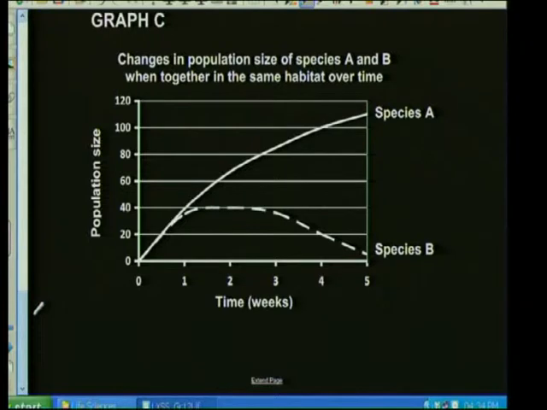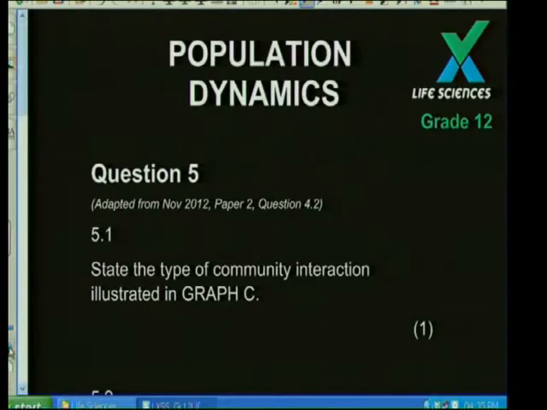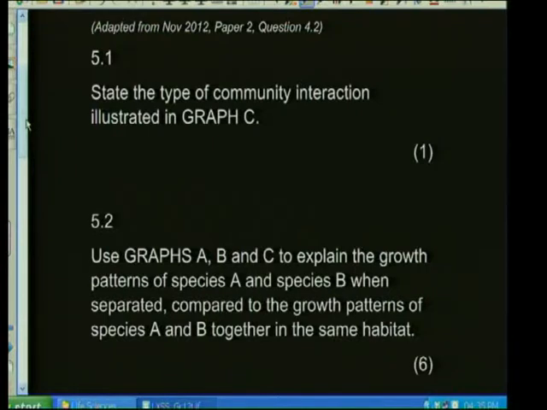Now we're going to look at graph C. Wow, all of a sudden you see a different change. Species A continues to grow, and species B, what do we notice? Oh dear, it's starting to decline. So obviously not as successful as species A. Now let's interpret those graphs. First question, state the type of community interaction illustrated in graph C. Now let's go back. It's competition, we know that. But it's competition between 2 different species. So what kind of competition is it?